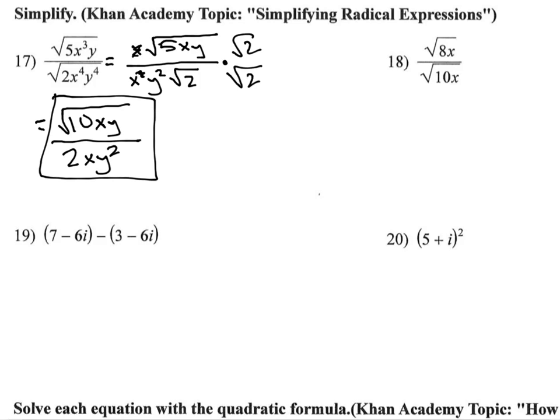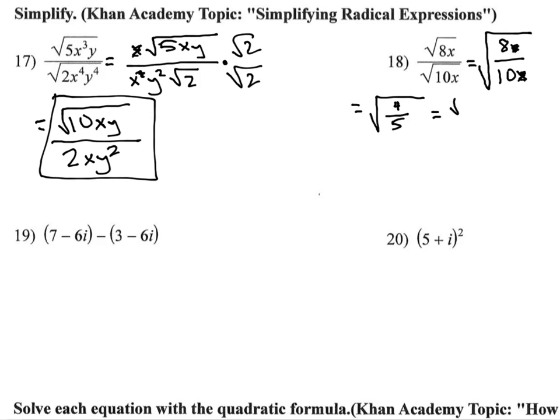Number 18. Since everything's under the square root, a nice little trick is we can make it under one big square root and just simplify it as a fraction first. So nice things happen, like the x's cross off, the 8 over 10 can reduce. That 8 over 10 is going to become 4 over 5.